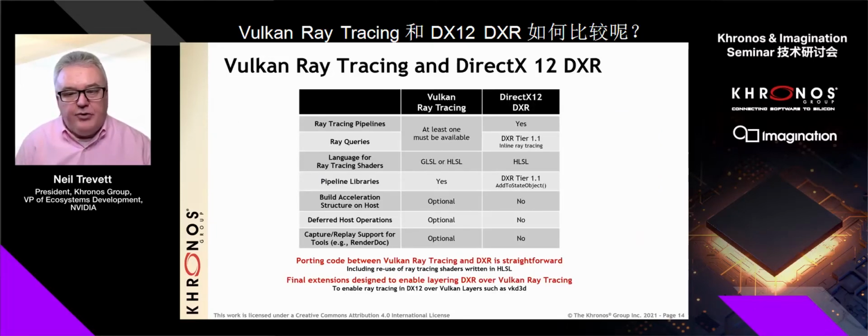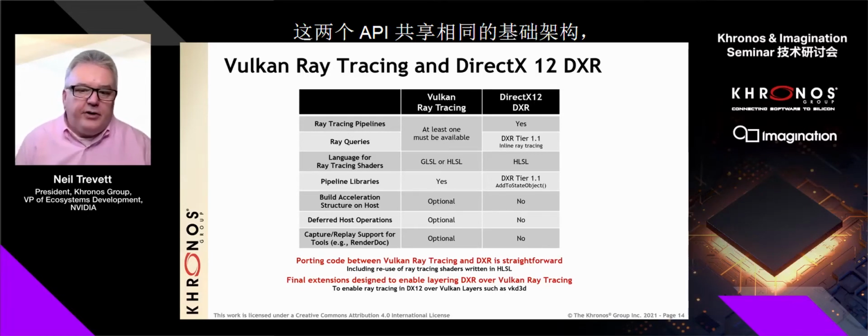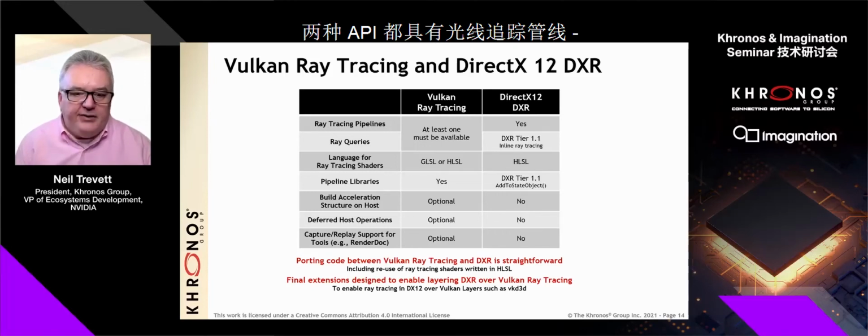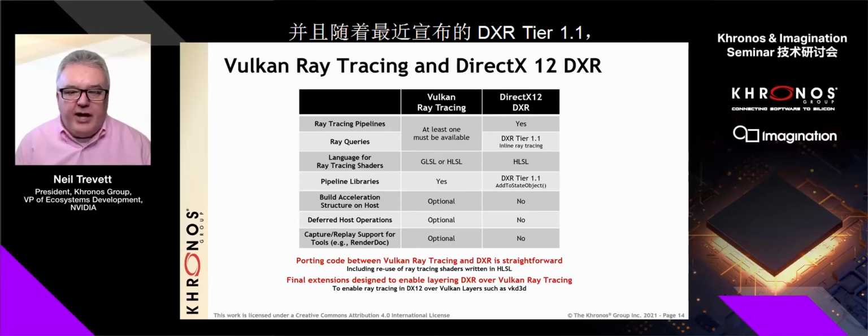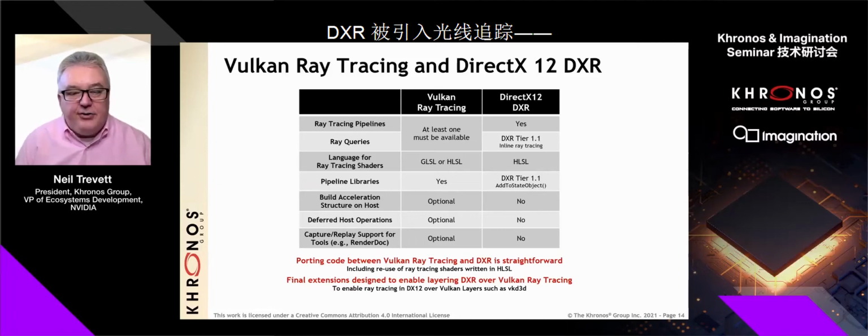So how do Vulkan ray tracing and DX12 DXR compare? The good news is that the two APIs share the same fundamental architecture, which makes it relatively straightforward to port code between the two. Both APIs have ray tracing pipelines, and with the recently announced DXR Tier 1.1 launched as part of DX12 Ultimate, DXR introduced inline ray tracing, which is the equivalent of Vulkan ray queries.